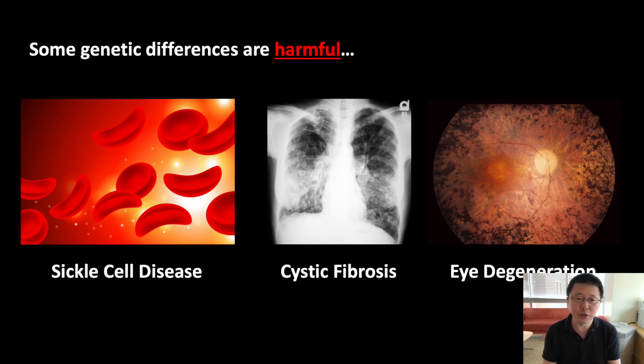By comparing the genomes of individuals who are healthy with groups of individuals who are affected by specific diseases, scientists have been able to identify many different genetic mutations that contribute to different disease. For example, it's now known that there are different mutations that contribute to sickle cell disease, or ones that lead to cystic fibrosis or different forms of eye degeneration. In fact, nowadays, there are more than 6,000 genetic diseases where we now have identified causative genetic differences. But not all genetic differences are necessarily harmful.